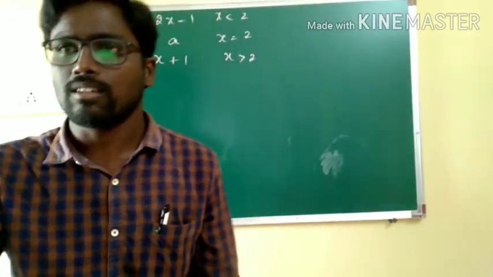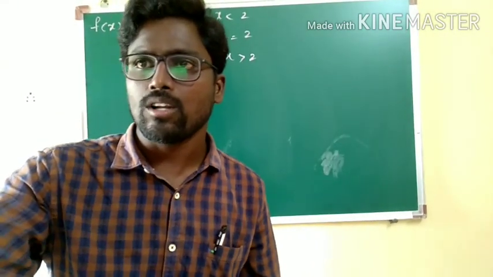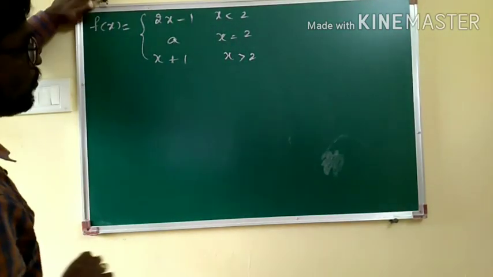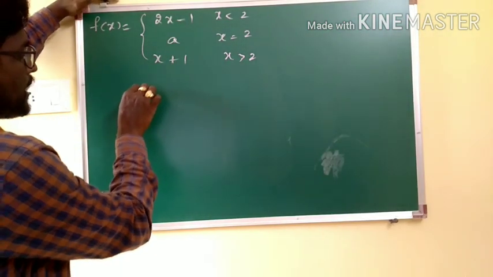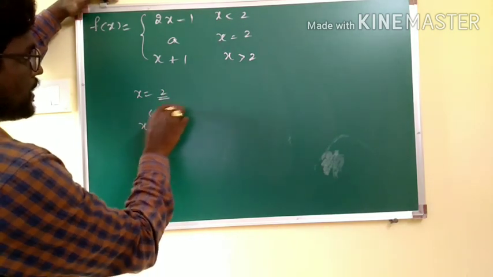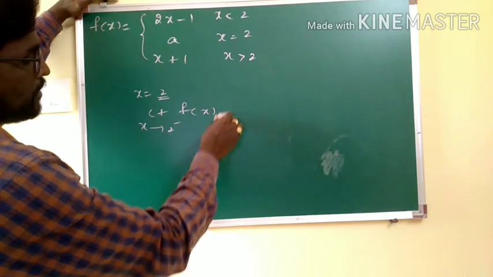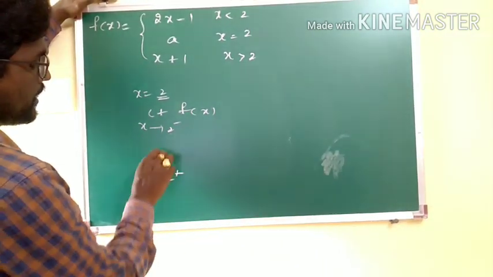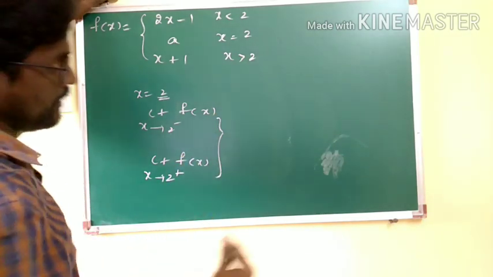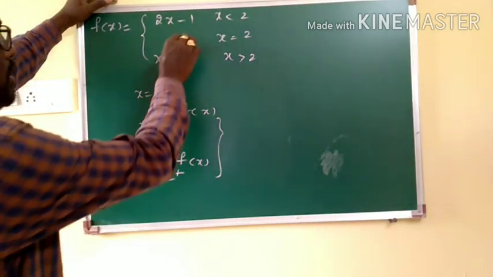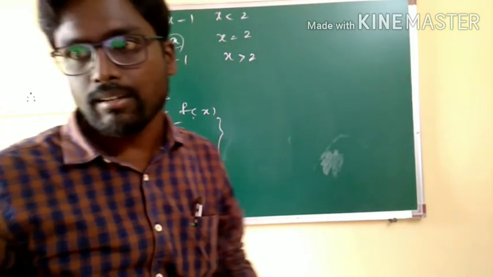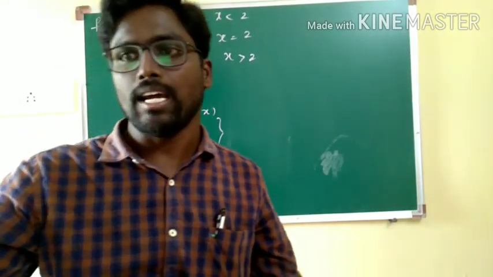The same story, nothing is new here. Here again you are supposed to calculate the unknown term, that is a. When you want to calculate the value of a, simply calculate the left hand limit and right hand limit at x equal to 2. That means you calculate limit x tends to 2 minus f of x, and also limit x tends to 2 plus f of x. It is already said that the function is going to be continuous, and if you equate either the left hand limit or right hand limit to a, you will be getting the required term. Here you will be getting the value of a as 3.